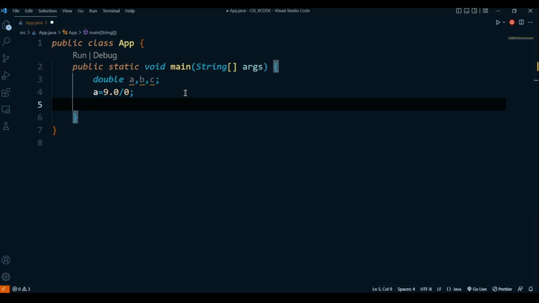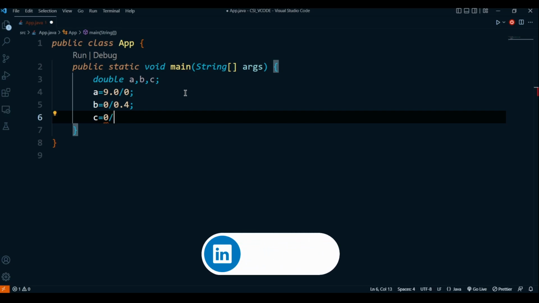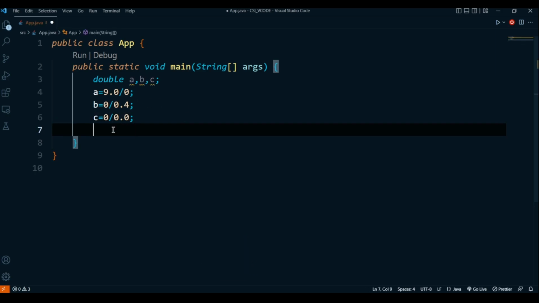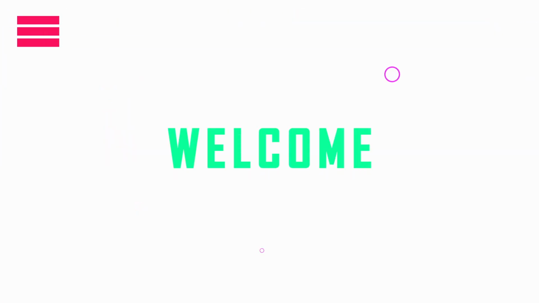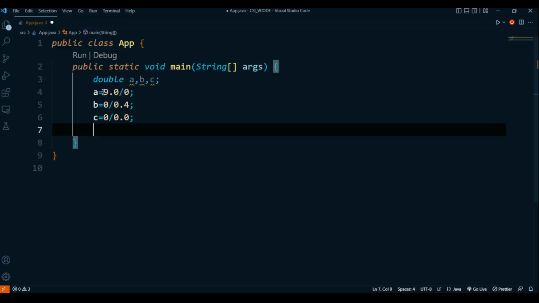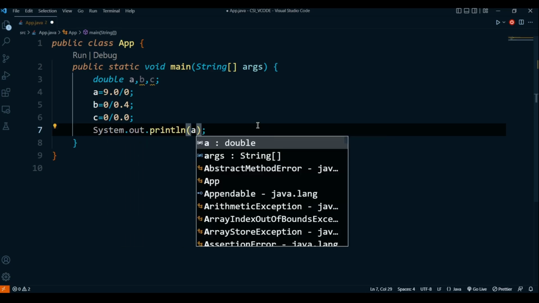The value of B, I'm doing 0 divided by 0.4, let's say. And C is equal to 0 divided by 0.0. Okay, so these are my A, B, and C. As you can see, I have defined some special numbers for A, B, and C, like 9 divided by 0, 0 divided by 0.4. Now let's just print out A, B, and C.